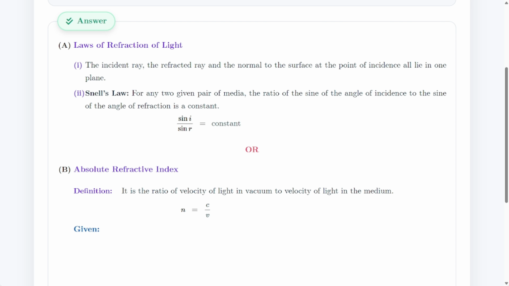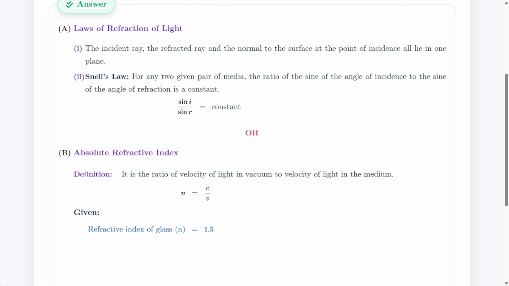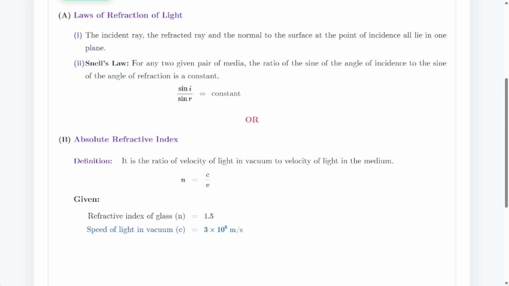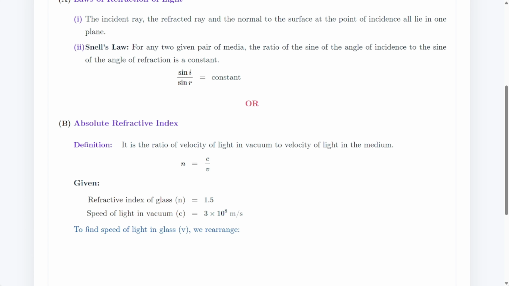As always, let's first write down what is given in the question. The absolute refractive index of glass, n, is given as 1.5. And the speed of light in vacuum, c, is given as 3 × 10^8 meters per second. What do we need to find? Yes, the speed of light in glass. Let's call it v.